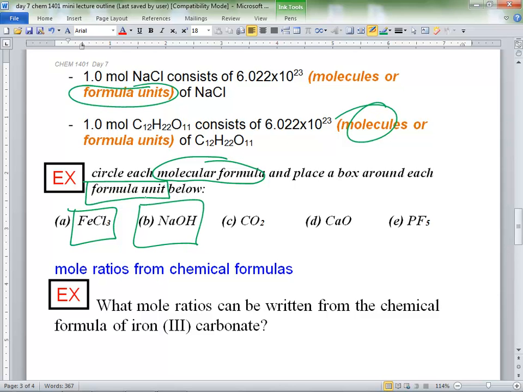How about Alejandro? C. You circled it. Carbon dioxide. Christian. Box. Calcium oxide. How about E? Danielle.